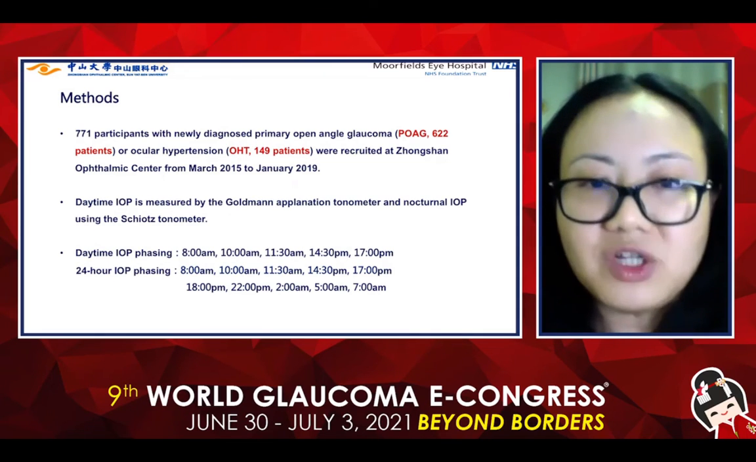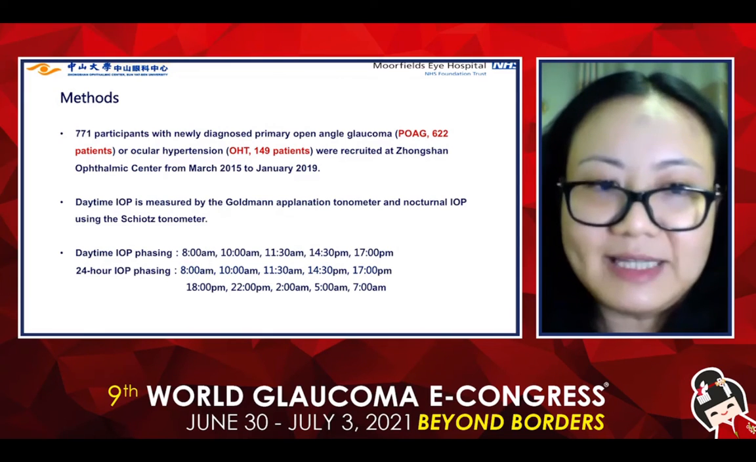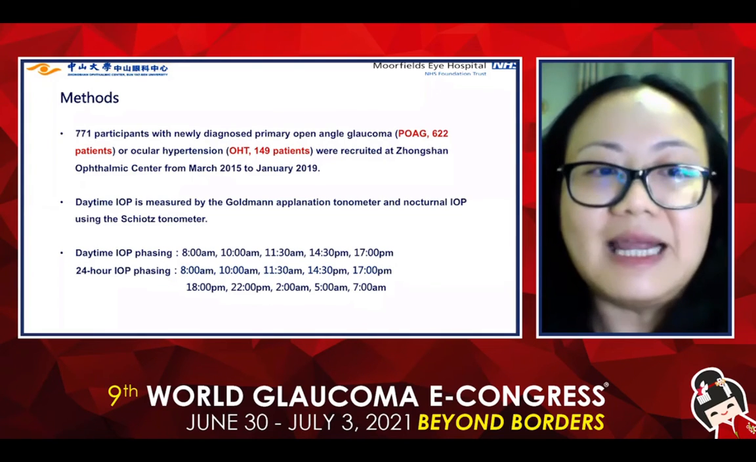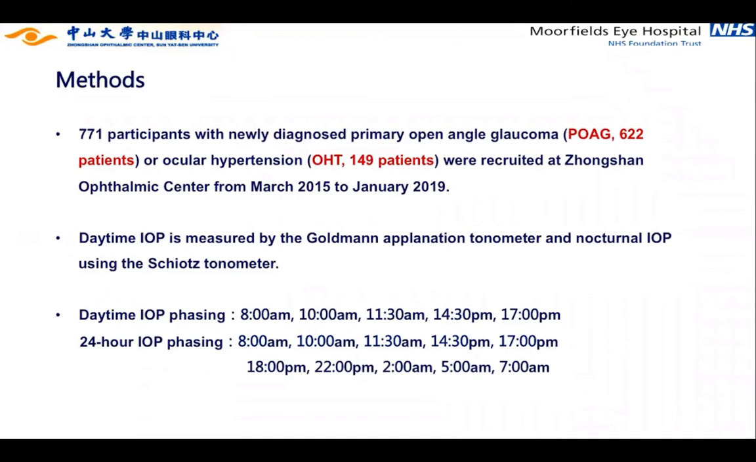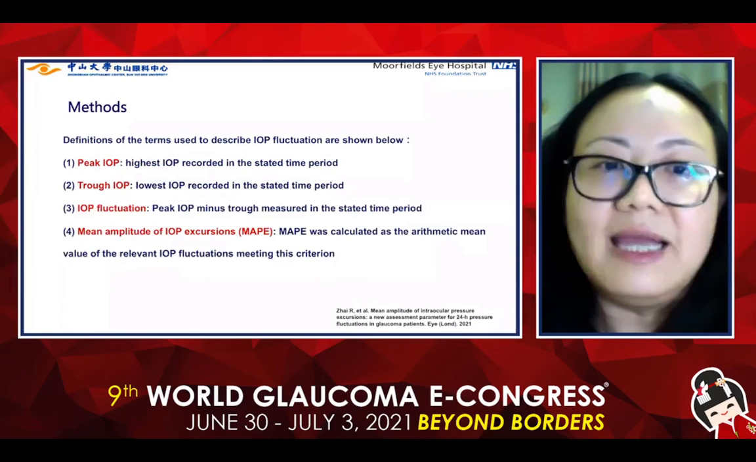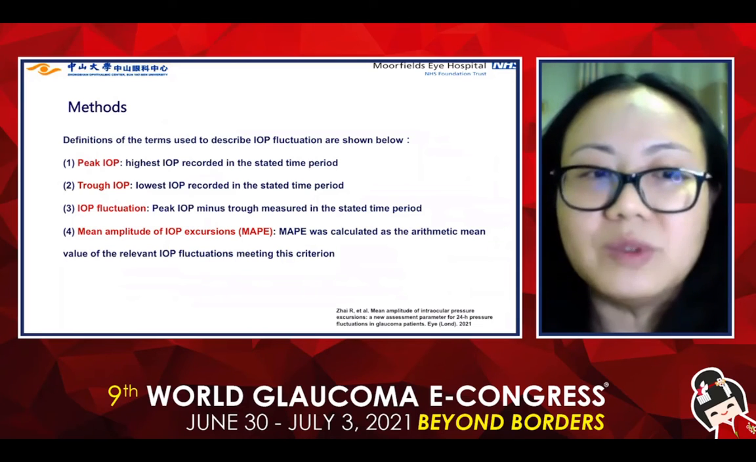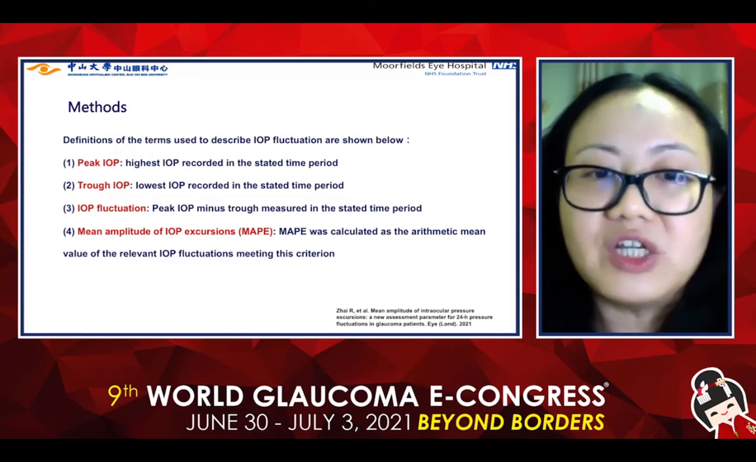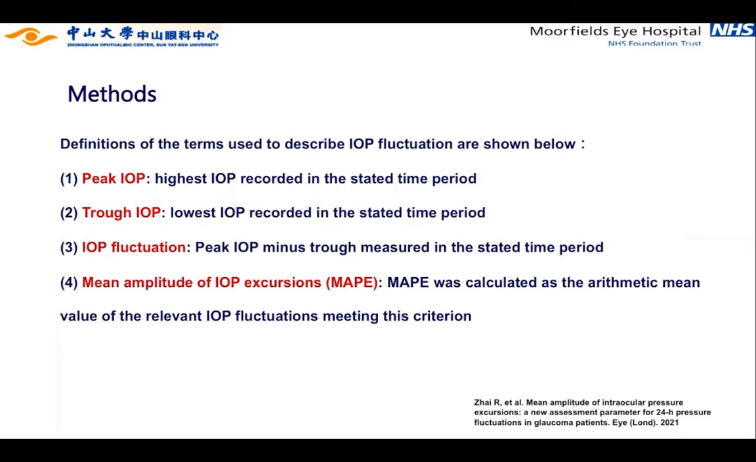As for the IOP measurement, GAT was used in the daytime phasing, and a Icare tonometer was used to obtain nocturnal IOP. Daytime phasing IOP was recorded at 5 time points during the day. 24-hour phasing IOP was recorded at an extra 5 times in the nighttime. In our study, we used four terms to describe IOP fluctuation, that is peak IOP, trough IOP, IOP fluctuation, and MAPE. MAPE is a recently proposed definition to describe the fluctuation of intraocular pressure.